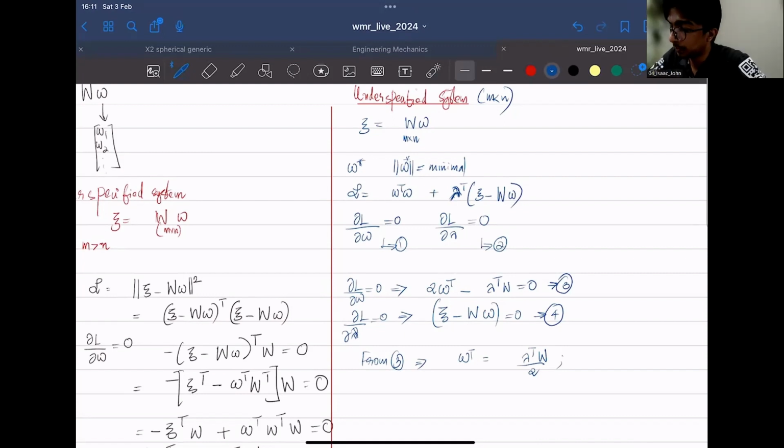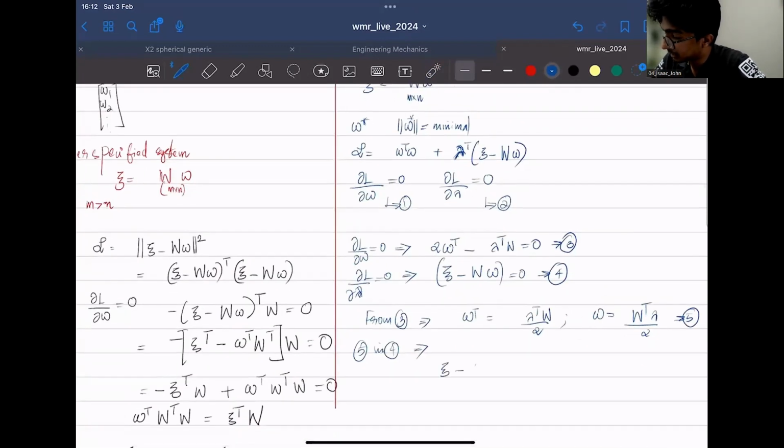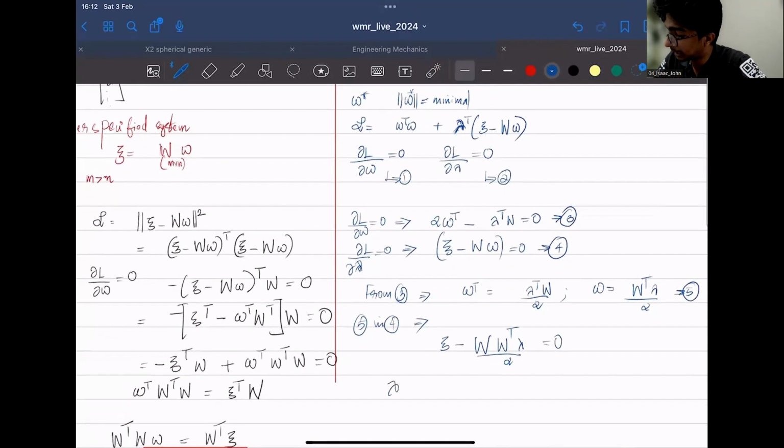No problem. So if I am simply taking the transpose of this entire equation, you will get omega would be W transpose lambda by 2. I label this as equation 5. And if you substitute equation 5 in equation 4, this would mean zeta minus W, and instead of omega, I'm writing W transpose lambda by 2, is 0. And so from here, what will be lambda? Lambda would be 2 zeta.